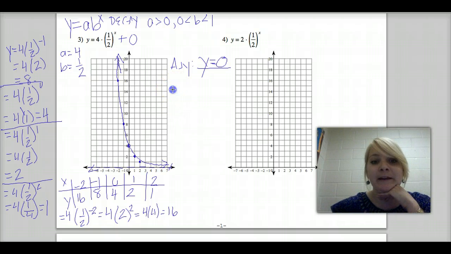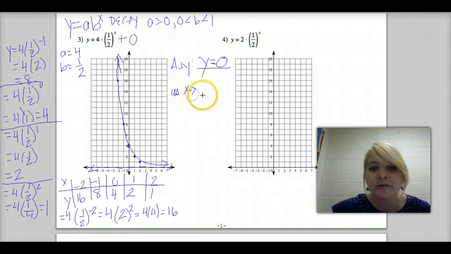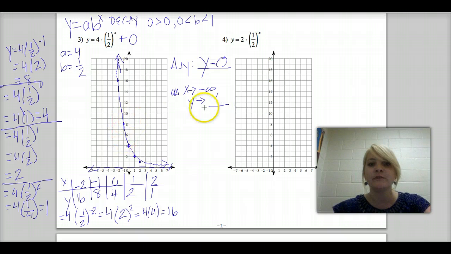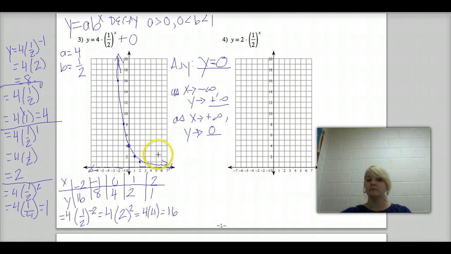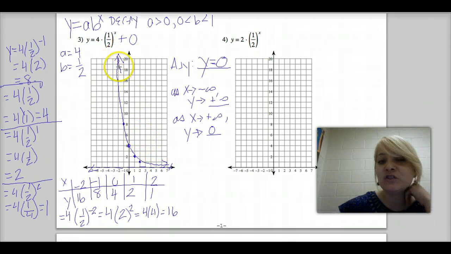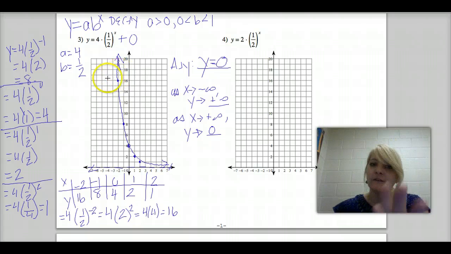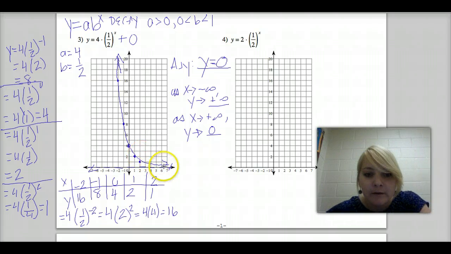All right. Our end behavior, as x approaches -infinity, this time y will approach positive infinity. And on the flip, as x approaches positive infinity, y will approach 0. So it's slightly different for decay. And if we notice the shape is the same as growth, it's just reversed, it's flipped. So as our x value approaches positive infinity, our y value is getting smaller. It's approaching that 0 value.